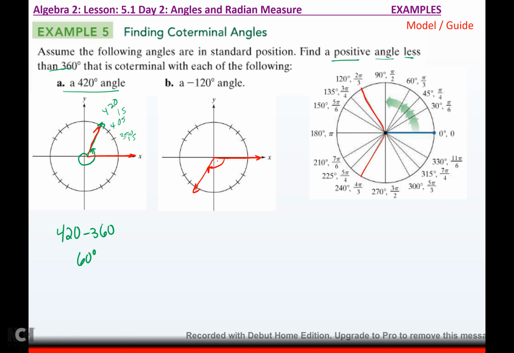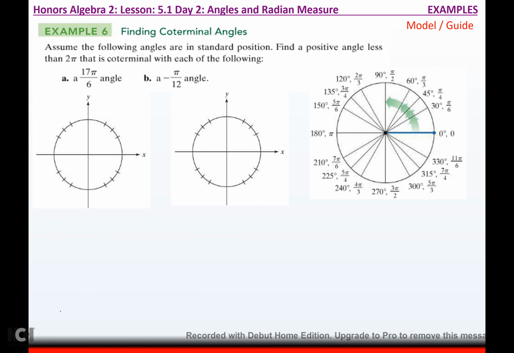Okay, I want a positive coterminal angle. To get to a positive, I'm going to need to add 360. So if I do negative 120 plus 360, I get 240 degrees, which, if you look, 240 degrees is right there, but I'll be going this way. So my traveling is different. My direction and how many steps I take is different. But do you see how they have the same terminal side? So 240 degrees and negative 120 degrees are coterminal angles.